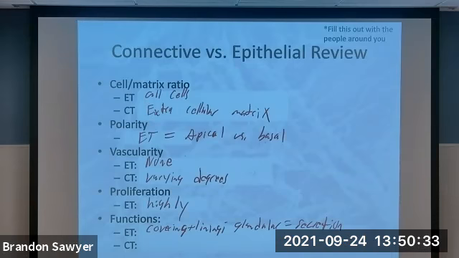The main functions of connective tissue, name some out. Strength, good, support, protection. Those are probably the three primary ones. There's others too, like with blood, with transportation, other things. Those are probably the three primary ones.